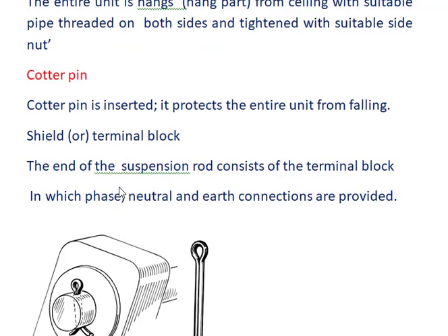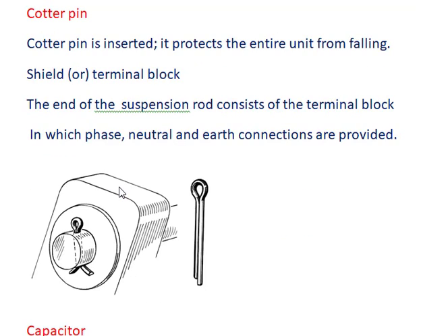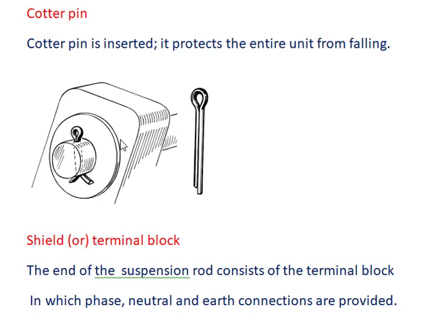So the next one is the cotter pin. The cotter pin is inserted in the main hanging pipe. It protects the entire unit from falling. It is known as cotter pin.